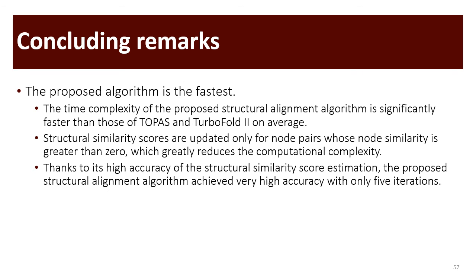The proposed alignment algorithm is the fastest. The time complexity of the proposed algorithm is significantly lower than those of Topaz and TurboFold 2 on average. There are 2 reasons. First, structural similarity scores are updated only for node pairs whose node similarity score is greater than 0. Second, thanks to the high accuracy of the structural similarity score estimation, the proposed structural alignment algorithm achieved very high accuracy with only 5 iterations.